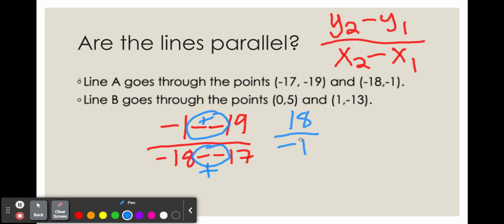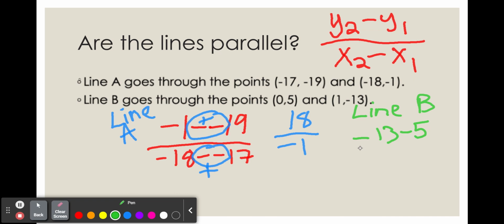So we just found this was line A. So we're going to do the same for line B. So I'm going to take -13 minus 5 and then 1 minus 0. So -13 minus 5 equals -18. And 1 minus 0 is 1. Their slopes are the same, so the lines are parallel.